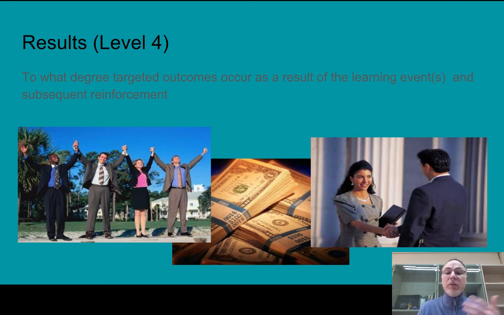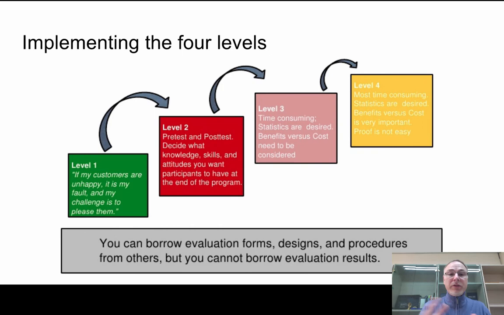And the fourth level, to what degree do targeted outcomes occur as a result of the training or learning events and the following reinforcement? This is really important that we don't lose sight of this. It is harder than evaluating level 1 reaction and level 2 learning, because results can come a long time after the training. But it is an important part of closing the continuous evaluation process. So we talked about these things being sequential, from level 1 to level 2 to level 3, and level 3 to level 4. You can read what these target.